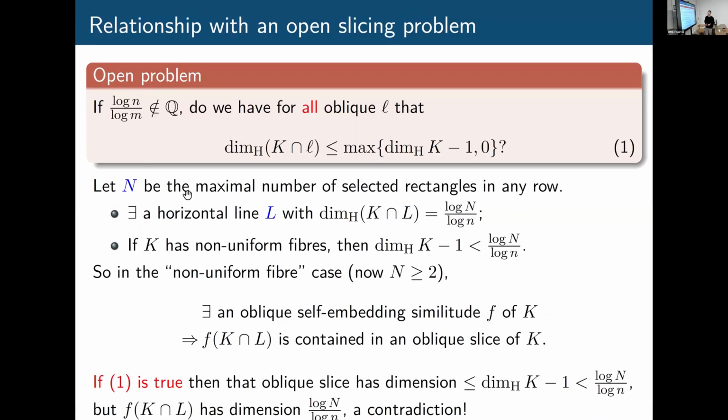Yeah, but if this conjecture, or this inequality, is true, then an oblique slice has Hausdorff dimension strictly less than the horizontal one, and you will get a contradiction. You can never embed a large set into a small set. So this is the relationship. It does not exclude all cases, but at least it tells us many things, at least in the non-uniform fiber case, because in the uniform fiber case, the carpet is Ahlfors regular, and maybe it's simpler in that case.